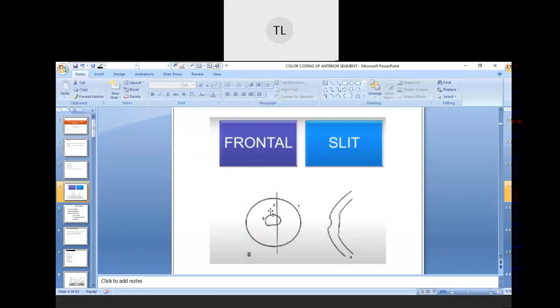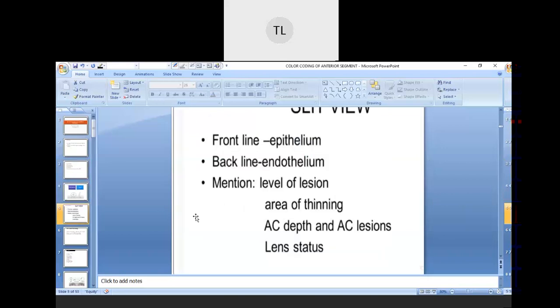Next, when we draw these slits, the anterior part of this line denotes the anterior surface of the cornea, that is your corneal epithelium, and the inner side of this line represents your endothelium. Based on the location of any abnormalities, you can just draw it there. This will give you the depth of the lesion as well. So let's move toward the slit view.